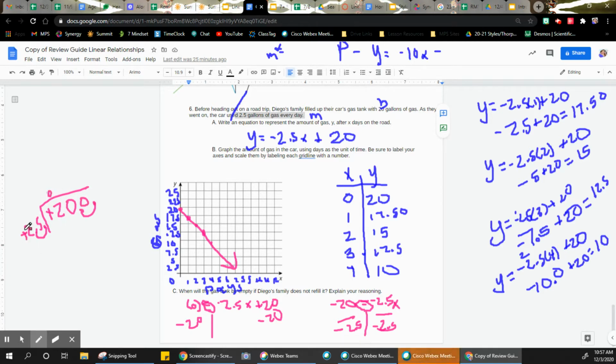25 can't go into 2. It can't go into 20. But it can go into 200. 25 times 4 is 100. How do I know that? Well, 4 quarters, which is 25 cents, makes $1. So that means 25 times 8 is going to be 200. So that means x equals 8. At the rate they're going, they could drive for 8 days before their gas tank is out.